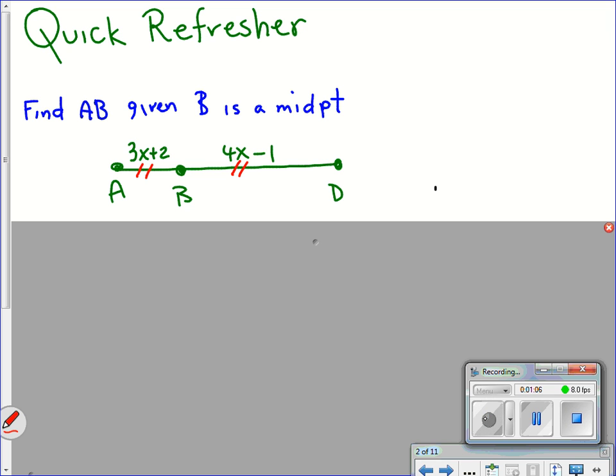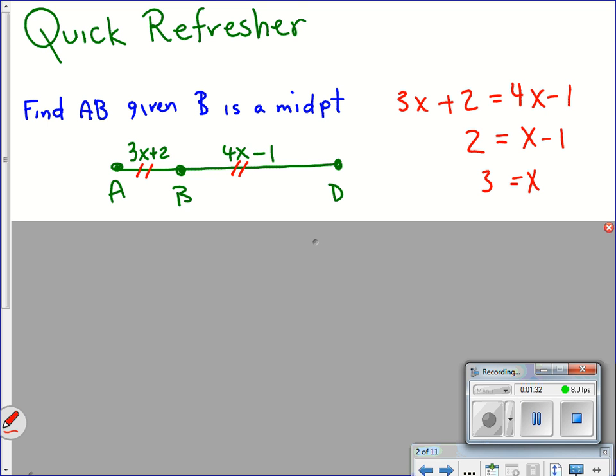Now, of course, the reason I want to find x is I'm going to plug it back into the expression for the segment AB, and that'll give me the answer that I'm looking for. So I go ahead and write the equation 3x plus 2 equals 4x minus 1, which is a clear indication that I understand that when two segments are congruent, they are equal. I go ahead and subtract 3x from both sides, and I get that. So I add 1 to both sides, and I get x equals 3.